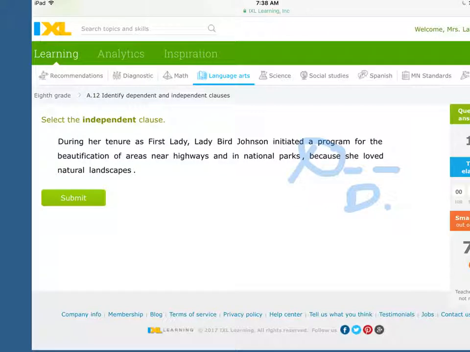Let's look for it. During her tenure as First Lady, Lady Bird Johnson initiated a program for the beautification of areas near highways and in national parks. That's a complete thought. And I see Lady Bird Johnson initiated, my subject and verb, check, independent.